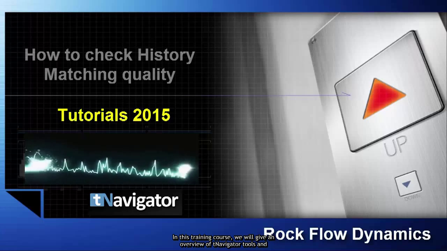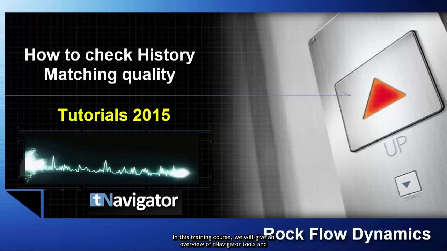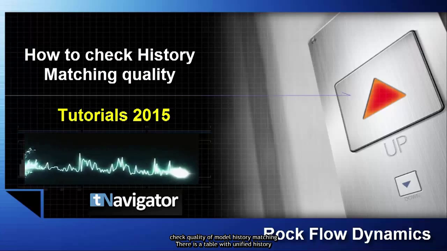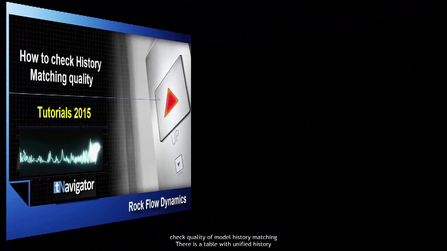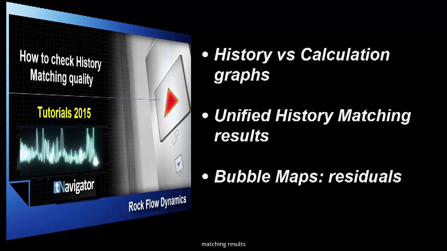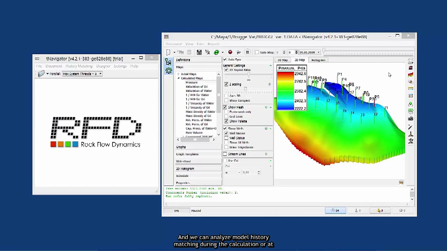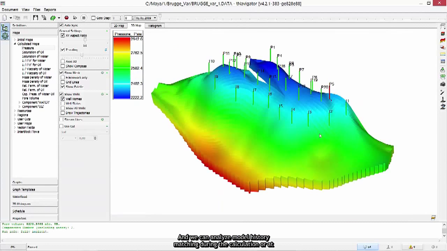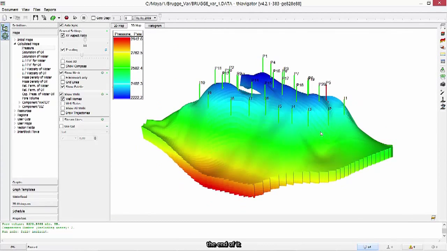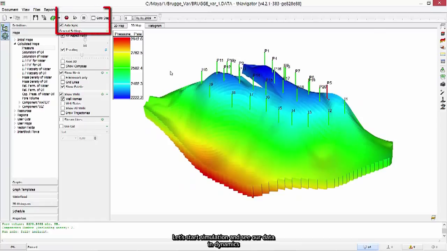In this training course, we will give an overview of tNavigator tools to check the quality of model history matching. There is a table with unified history matching results, graphs with historical versus calculated values, and bubble maps for residuals. We can analyze model history matching during the calculation or at the end of it. Let's start the simulation and see our data in Dynamics.